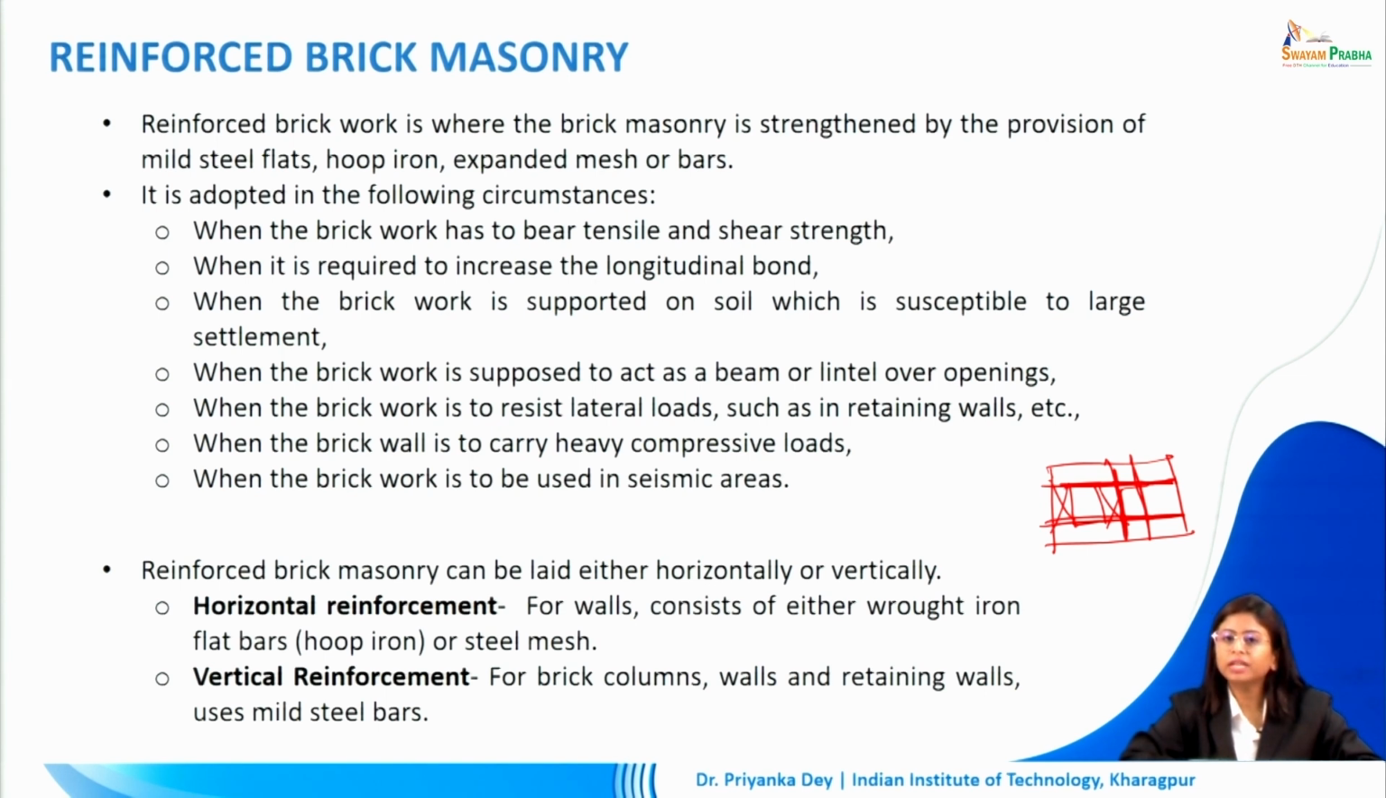Reinforced brick masonry can be laid either horizontally or vertical, as I mentioned already. In case of horizontal reinforcement for walls, it consists of either wrought iron, flat bars, hoop iron or steel mesh. For vertical reinforcement for brick columns, walls and retaining walls, we can go for mild steel bars.